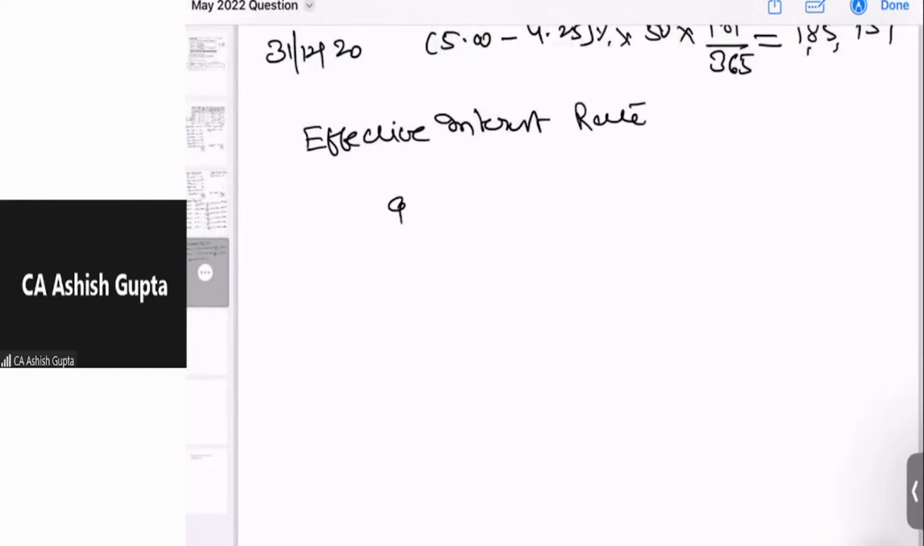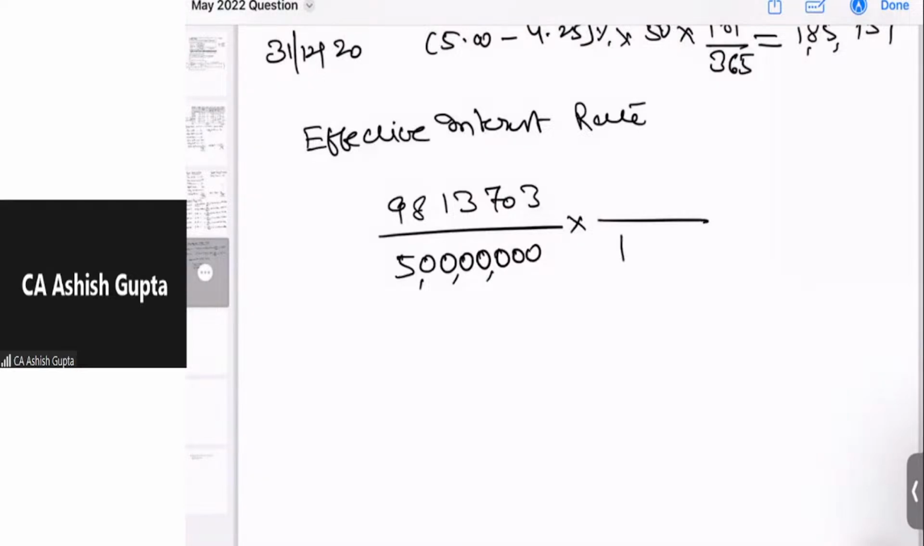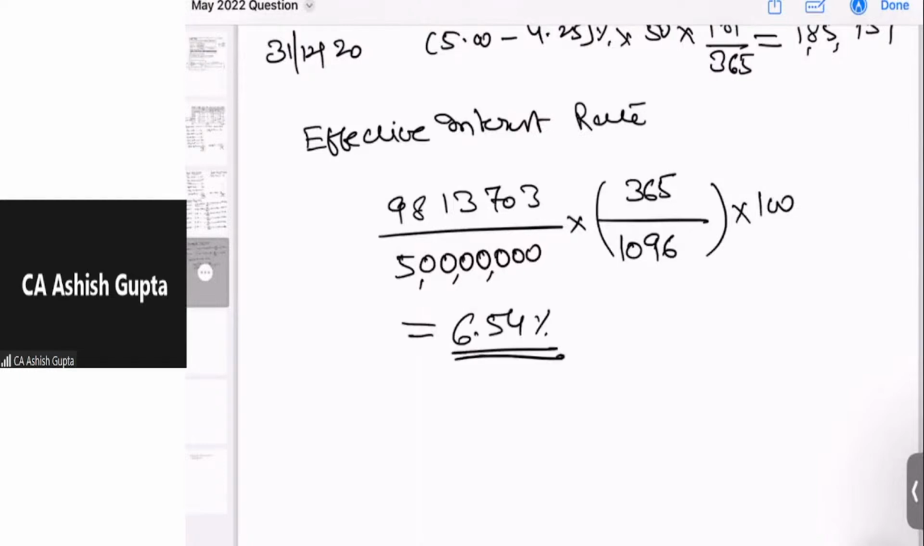Overall, we have paid this much amount for a sum of 50 million rupees. Okay, the number of days was 1096, and since we want it on a per year basis, that's why we are using this factor, multiplied by 100. Our answer will be 6.54%.